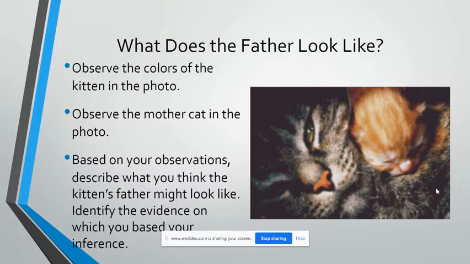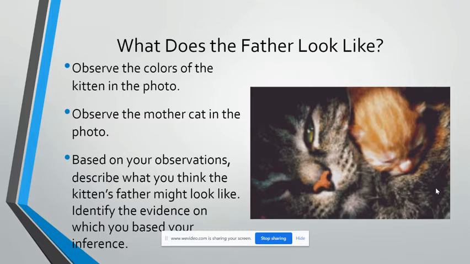So, looking at this picture, we're just making some observations right now. You can see the kitten, and you can see what the mother cat looked like. Obviously, we're not in class, but you can see that they have a similar nose. We could also infer, based on what we know about cats, that they have ears. Maybe they have similar markings because you can see some stripes.